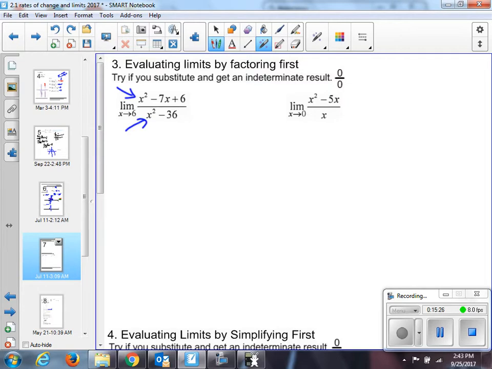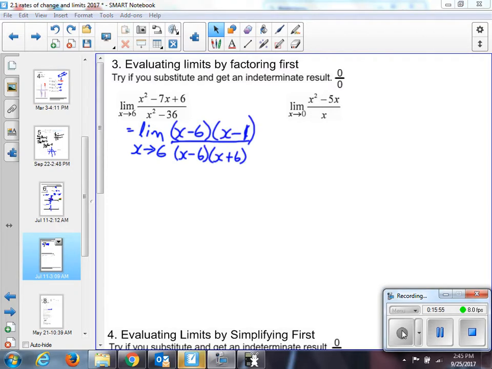Okay, 36 minus 42 plus 6. It's going to be 0 on the top. 0 out of 0, that tells me I should factor first. That is one thing I can try. If you can see that you could factor this, it is something to try. So here I go. You write down limit x approaching 6, because we haven't evaluated the limit yet. Then, factor the top, factor the bottom. I'll pause and you guys take a second to factor both.